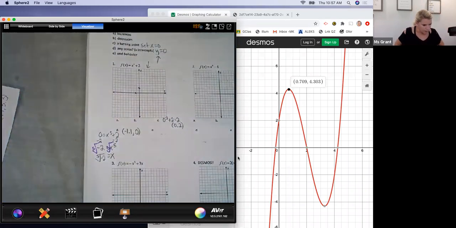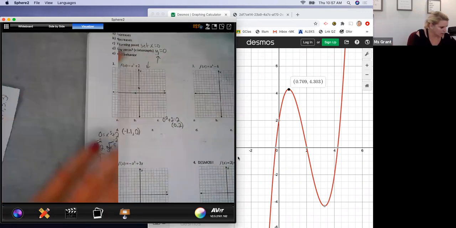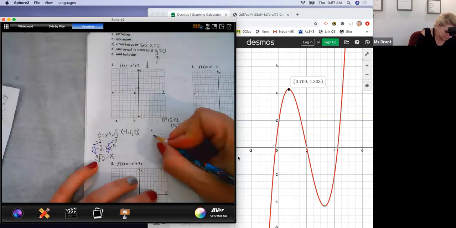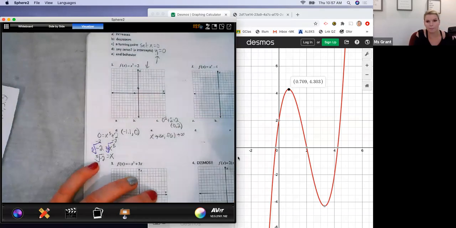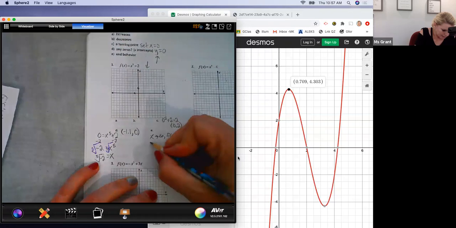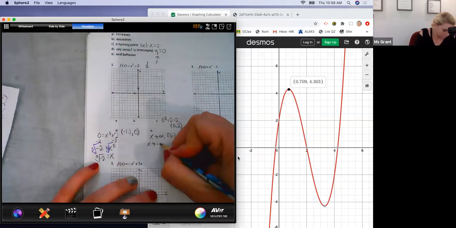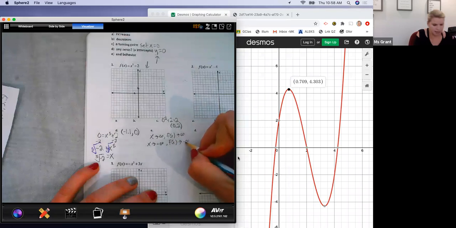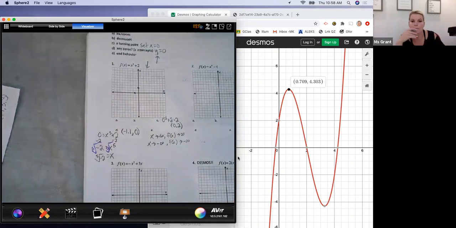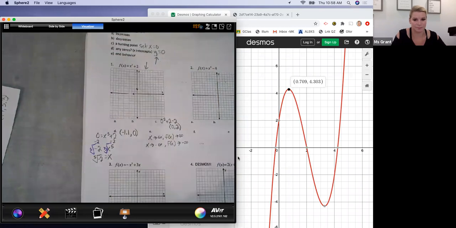On my end behavior, I knew because of my arrows, right? As x approaches infinity, f of x approaches infinity. As x goes up, y goes up. As x approaches negative infinity, f of x approaches negative infinity. As x goes down, y goes down. I knew that. So I don't know a and b. Where does it increase and where does it decrease? I need to do Desmos now.